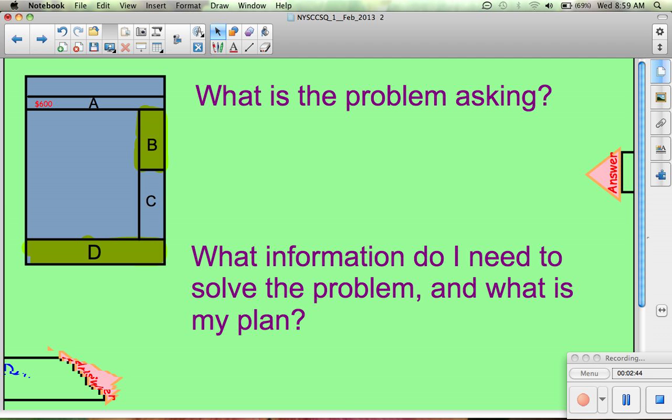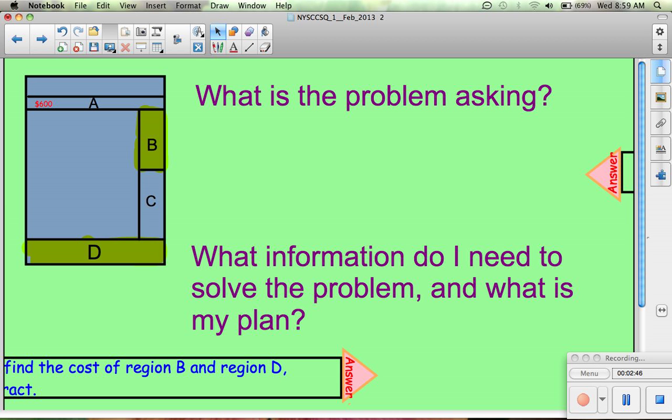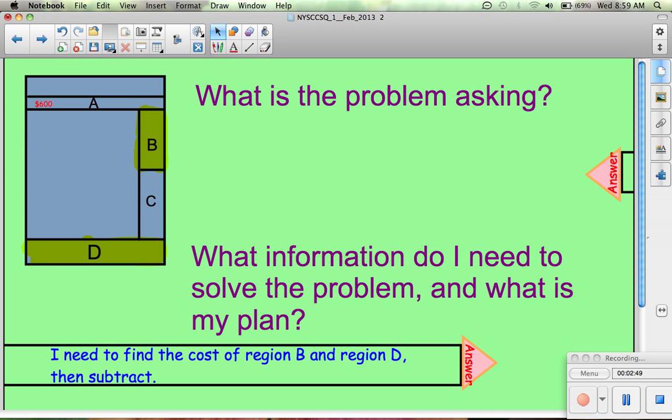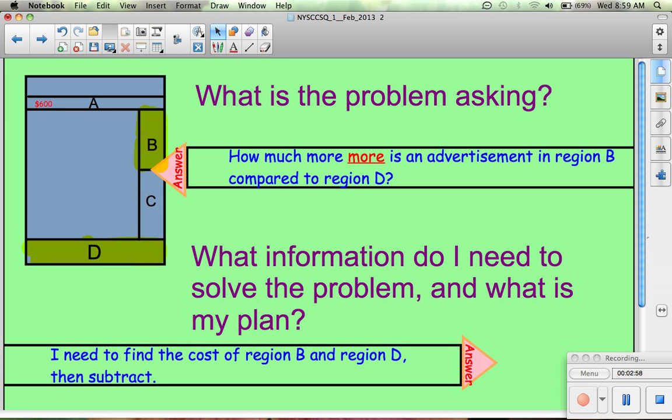What is our plan based on what the problem is asking? Well, I know I need to find the cost of region B and region D and then subtract, because remember, the question was, how much more is an advertisement in region B compared to region D?